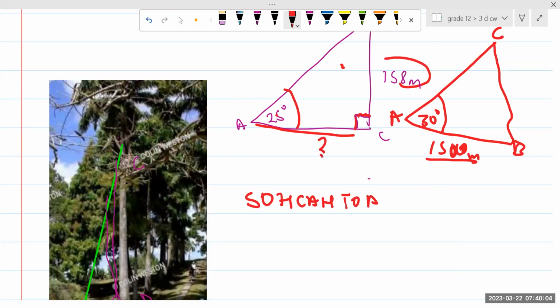Now, we're looking for AC. We don't know what AC is. AC is missing. Now, what do we have here? We have 158. Okay? Now, the angle that is given is 25 degrees.